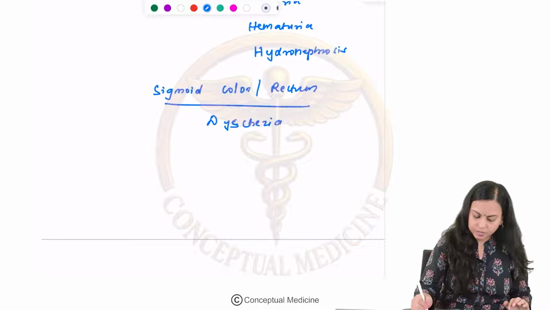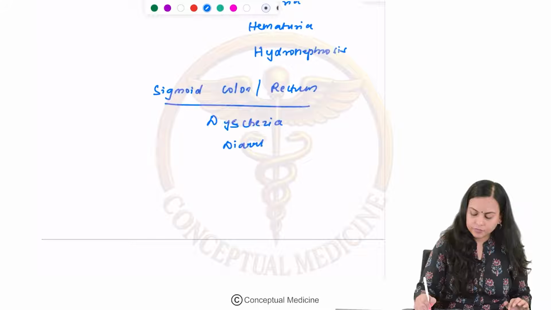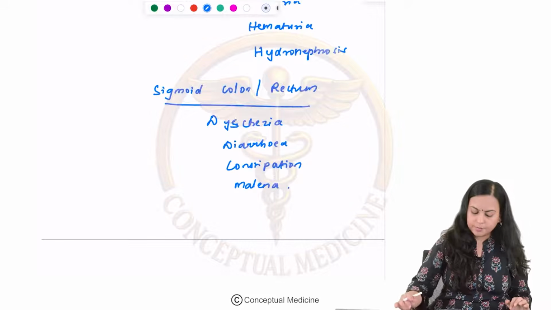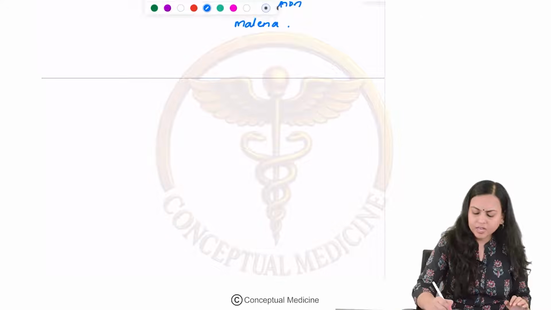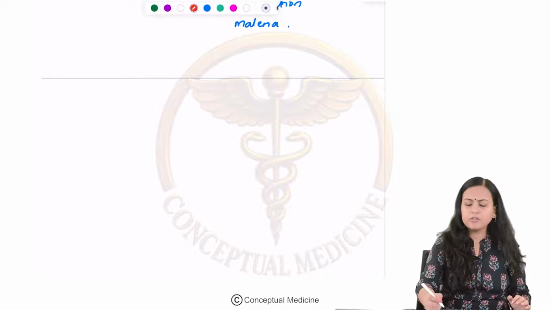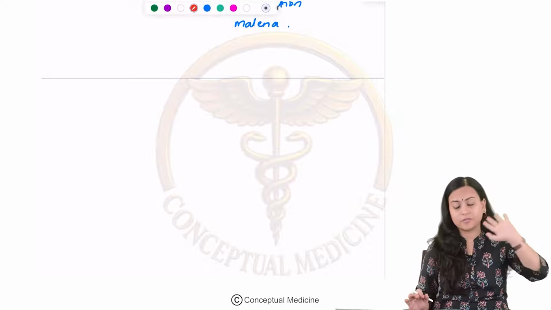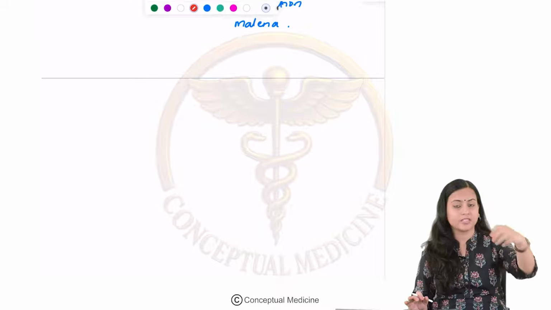When the lesions are involving the sigmoid colon or the rectum, there can be dyschezia, diarrhea, constipation, and it can even present as melena. And we have seen the blood is going to be lost at all the sites. Wherever endometrial gland is present, the bleeding is going to happen.